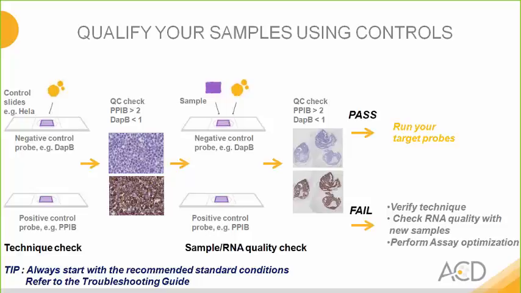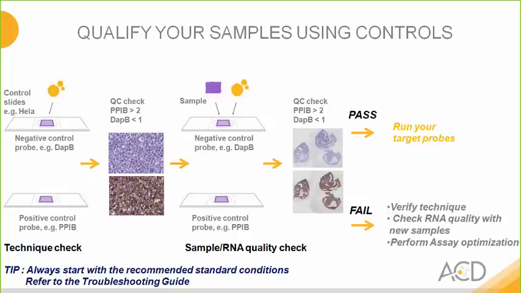If your QC yields these results, you may then proceed to testing the control probes on your sample for an RNA quality check. That would include running the negative control probe, DapB, on your sample, as well as the positive control probe, for example, PPIB. The next image you see is the staining of the DAPI and the PPIB, again, passing QC check.